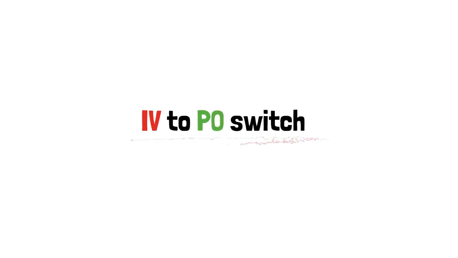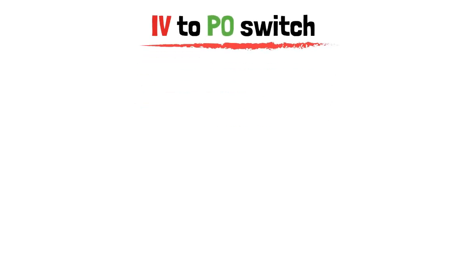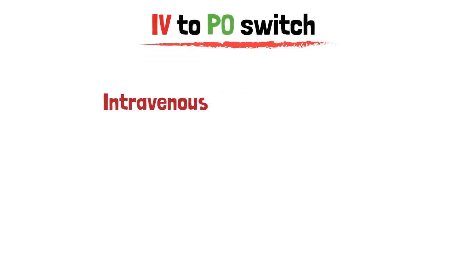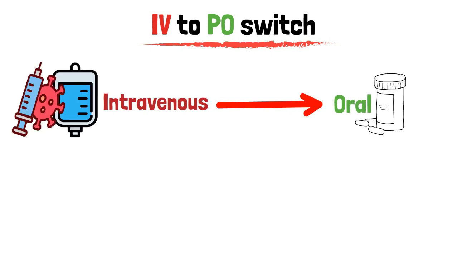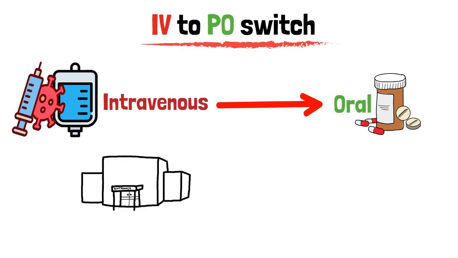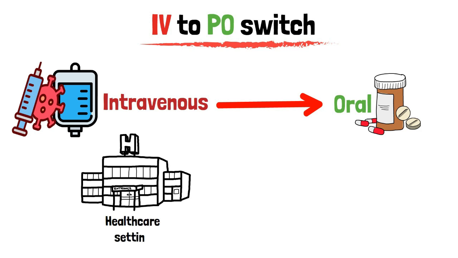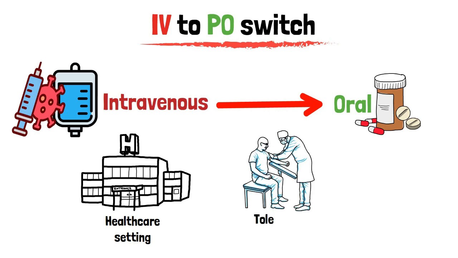Today's video is all about the IV to PO switch. So let's get started. The IV to PO switch, also known as intravenous to oral switch, is a change in antibiotic administration from the intravenous to oral route. This practice is commonly implemented in healthcare settings when patients demonstrate clinical improvement and can safely tolerate oral medications.